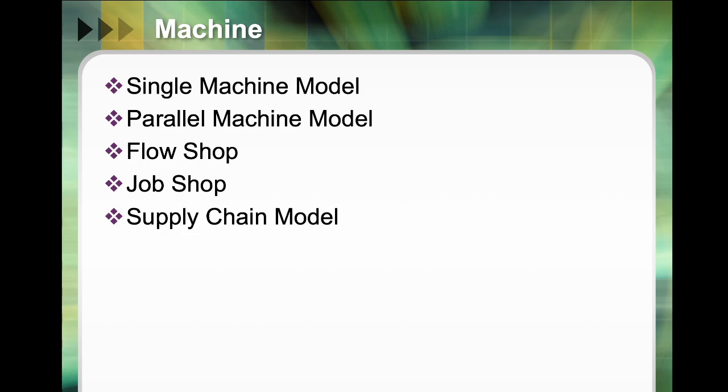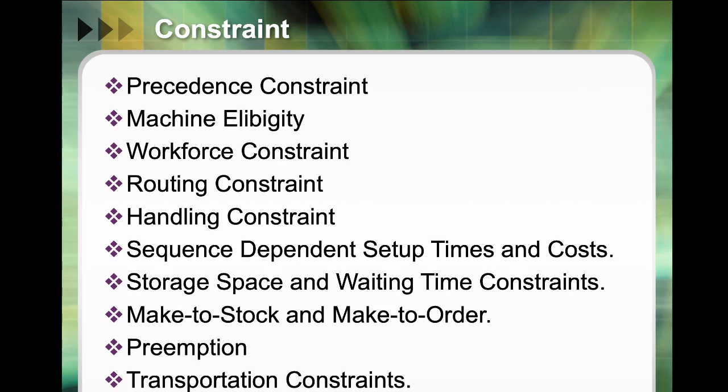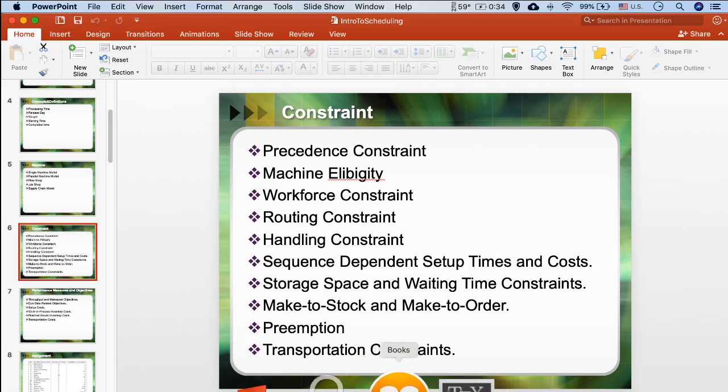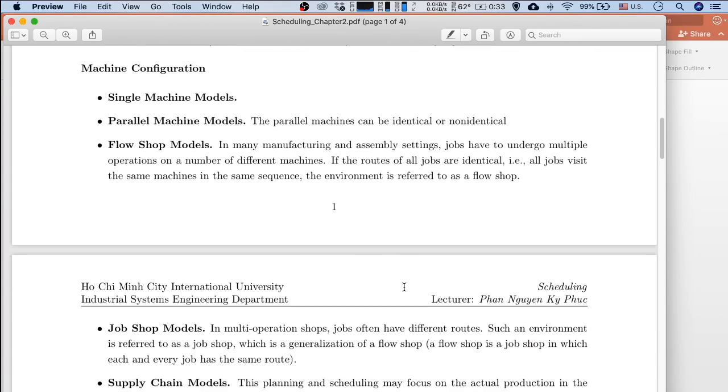And now we consider the most common characteristics and constraints that we need to focus on when we build up the model for scheduling and sequencing. So I need to go back a little bit here, right?